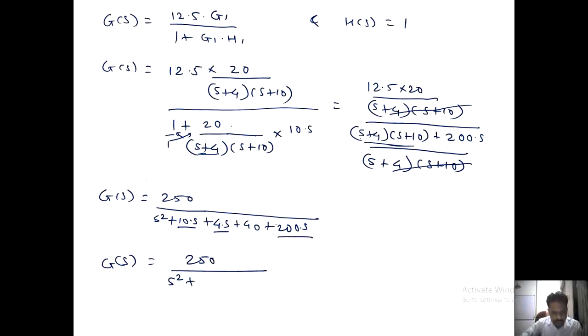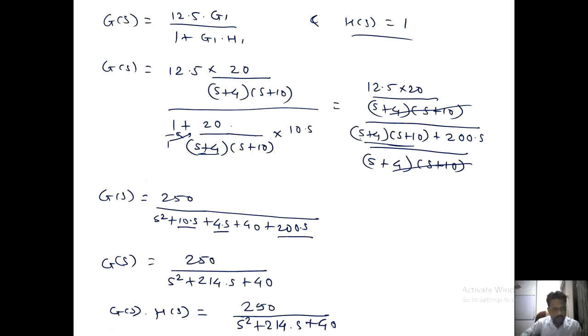It will be 210 plus 4, 214, 214 into s plus 40. So this is your g of s, and what we need, the standard question, is g of s into h of s. So g of s into h of s, h of s is 1, so it will be the same, 250 by s square plus 214 into s plus 40. Get it? Clear?